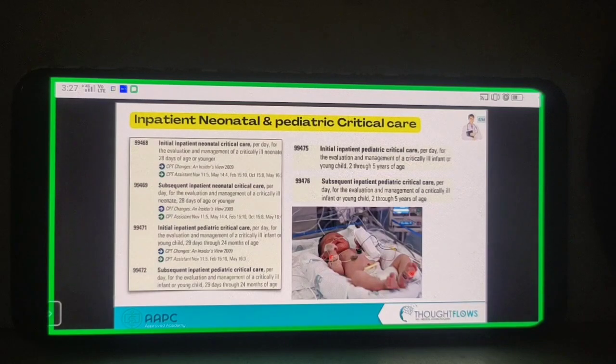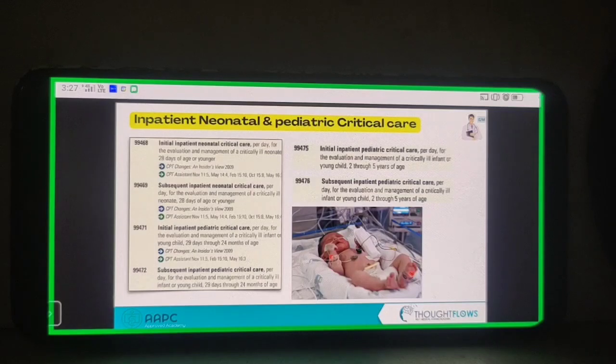The neonatal period is 0 to 28 days. Newborn and neonatal are the same. Take a note: the neonatal period is 0 to 28 days, which means from birth through the following 28 days.